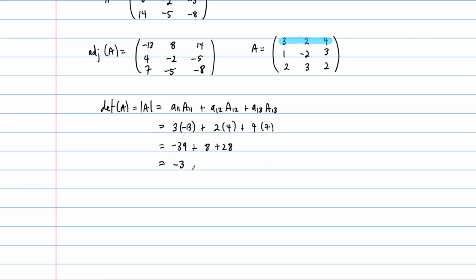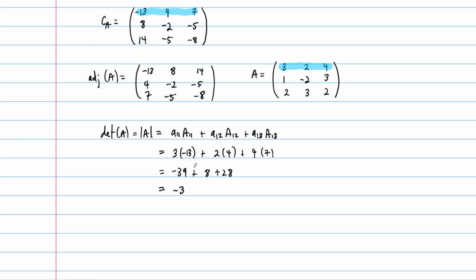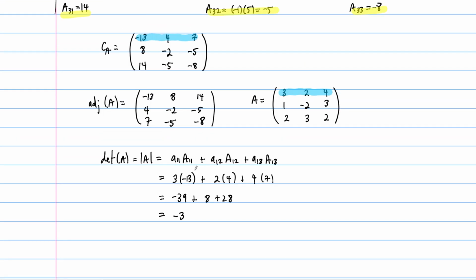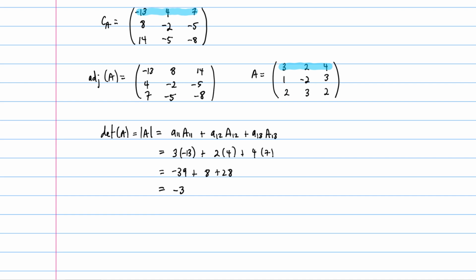And notice that's not 0. As long as it's not 0, then this matrix is non-singular. But there's our determinant, and that was the ultimate goal of this example, to find the determinant of this matrix A. So that's the determinant of A.